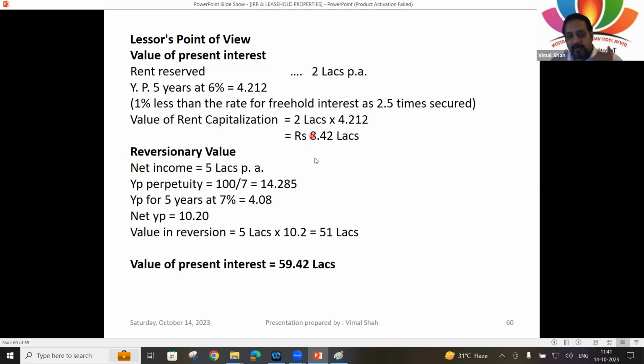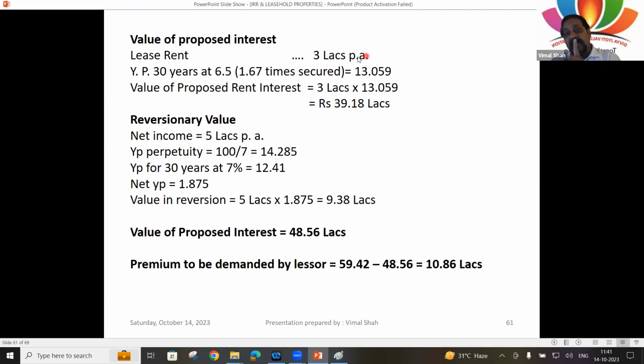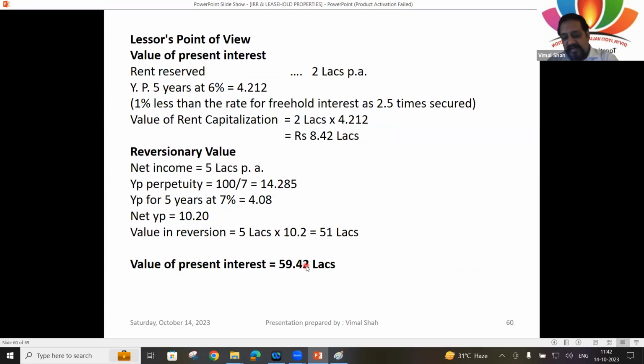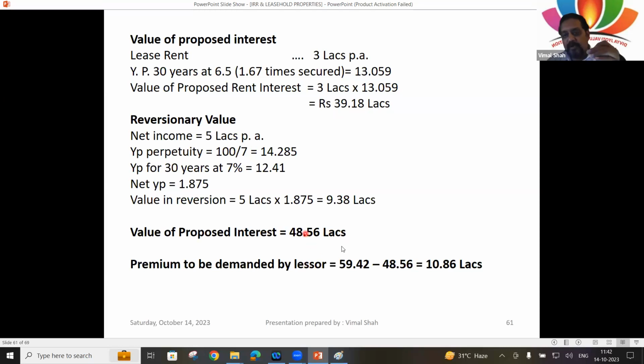So as per lessor's point of view, the present interest is coming 59 lakhs. But what is his proposed interest? He is getting rent of only 3 lakh per annum for 30 years. So I will capitalize that rent, and after 30 years, I will capitalize the reversionary value in the property. So his proposed interest is coming 48 lakhs. So his present interest is 59, proposed interest will be 42.